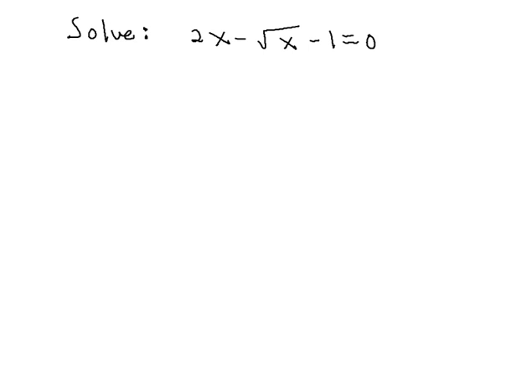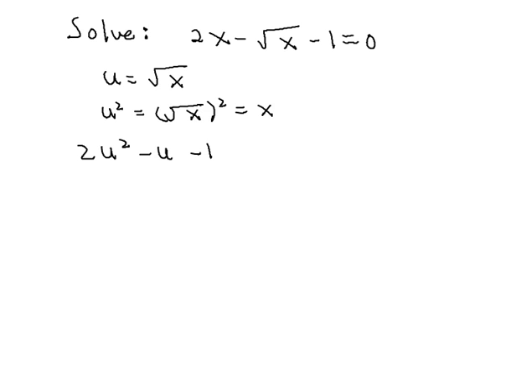So that would dictate then that we would like our u substitution to be equal to the square root of x, so that u squared then is equal to the square root of x squared, which is just equal to x. So now the equation becomes 2u squared minus u minus 1 is equal to 0. And now if we factor this, which I think will go fairly easily here, we'll have 2u and u, 1 and 1, and I think we need a negative here and a plus there.